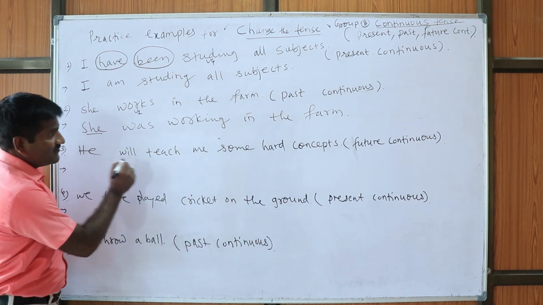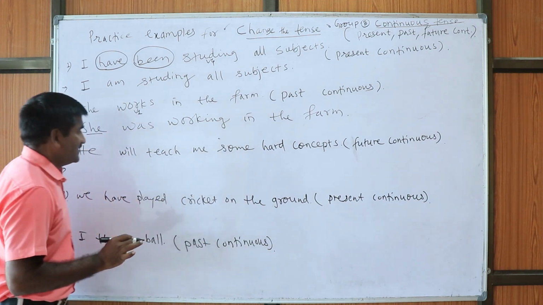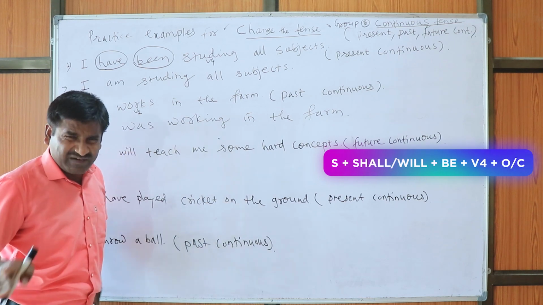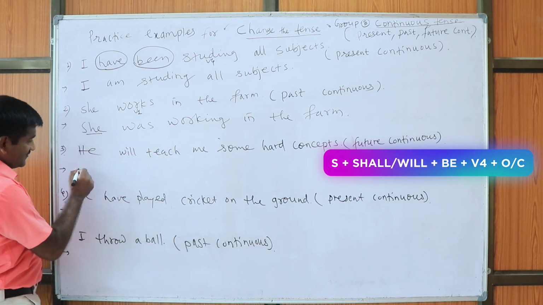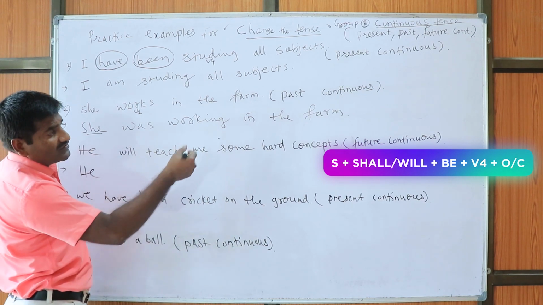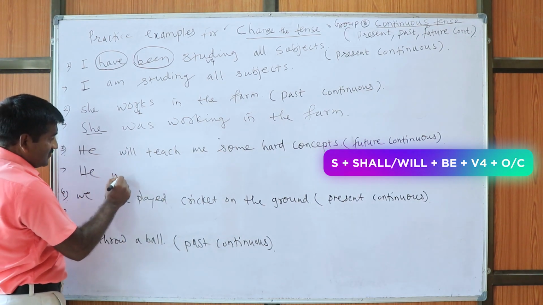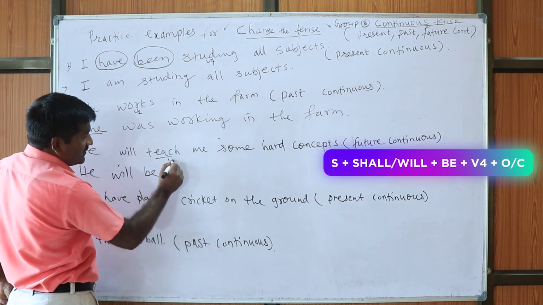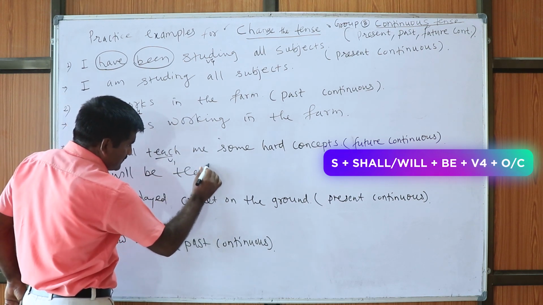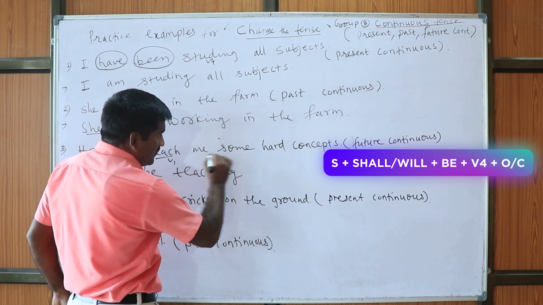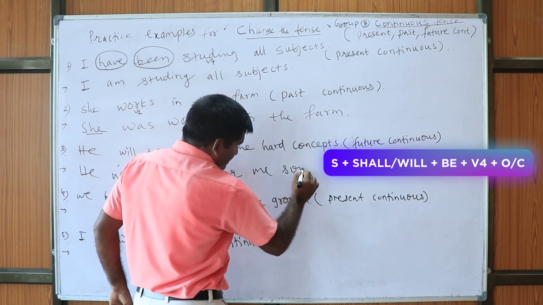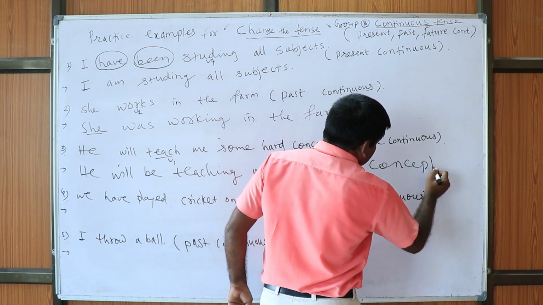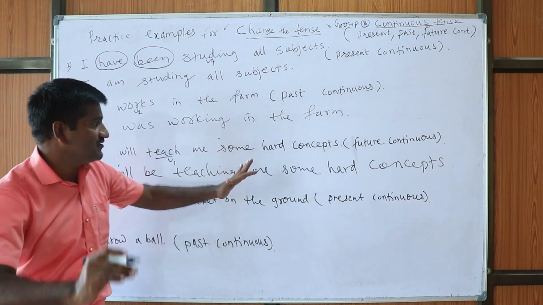Third example. She will teach me some hard concept. We want to make future continuous, so our formula of future continuous is S plus shall be will be plus V4 plus OC. Practice makes man perfect. So see, the subject here is she, and since it is future continuous and third person, we will add will be here. She will be. Then we make V4 of this V1, that is teaching. Then we copy paste me some hard concept. So she will be teaching me some hard concept.